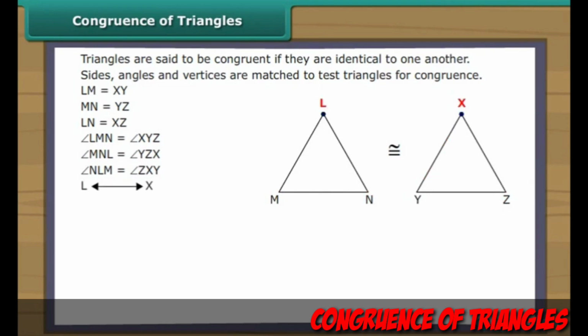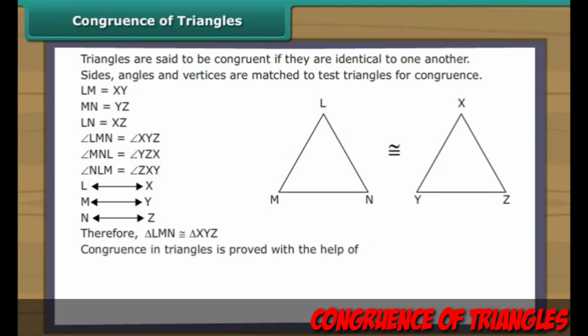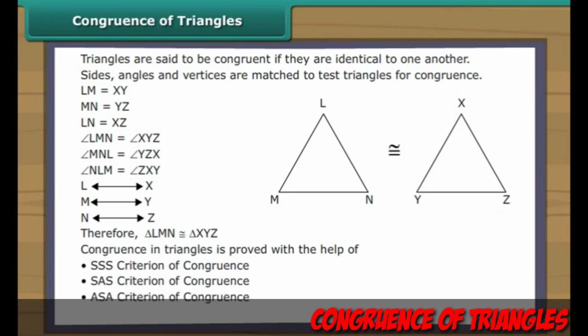Vertex L corresponds to vertex X. Vertex M corresponds to vertex Y. Vertex N corresponds to vertex Z. Therefore, triangle LMN is congruent to triangle XYZ. Congruence in triangles is proved with the help of SSS Criterion of Congruence, SAS Criterion of Congruence, ASA Criterion of Congruence, RHS Criterion of Congruence.